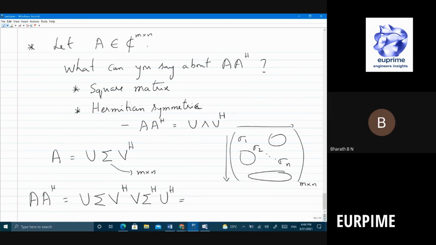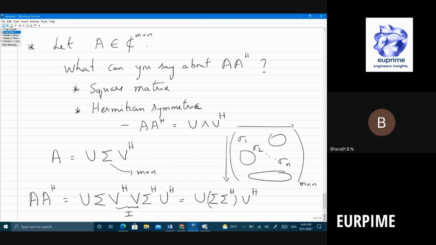So what is the answer here? V Hermitian V is identity. Sigma Hermitian sigma is what? You'll get a square matrix, right? Sigma is m cross n. Sigma Hermitian is n cross m. You get an m cross m matrix. But what will be there in the diagonal? The diagonal will be sigma 1 squared, sigma 2 squared, and so on, right? So this will be U times sigma Hermitian sigma, times U Hermitian.